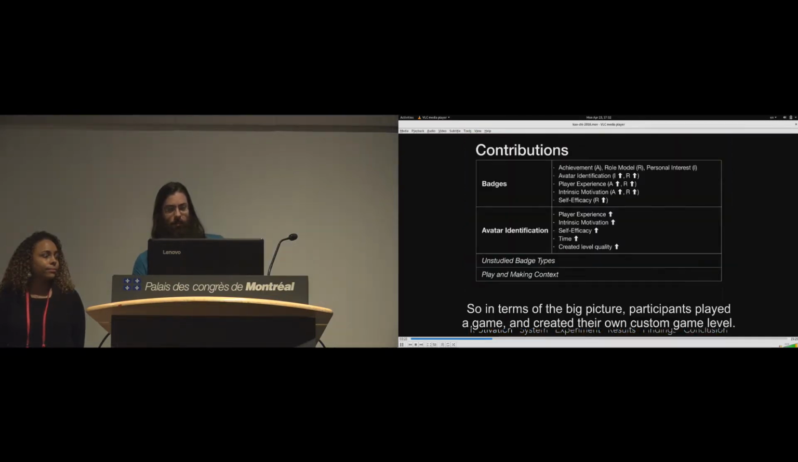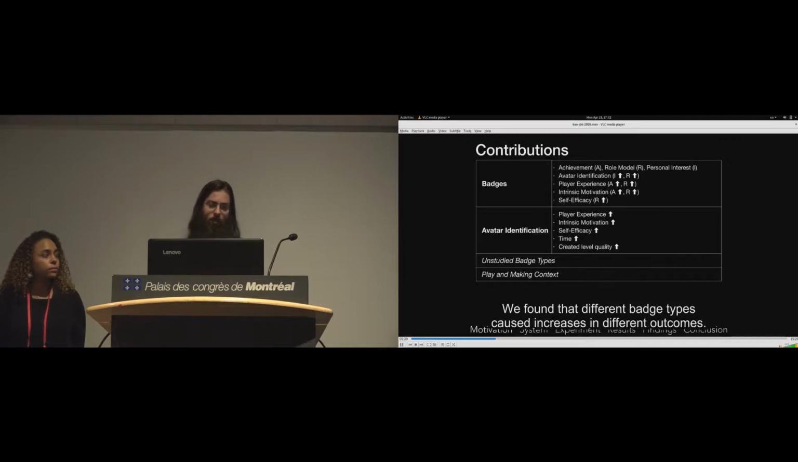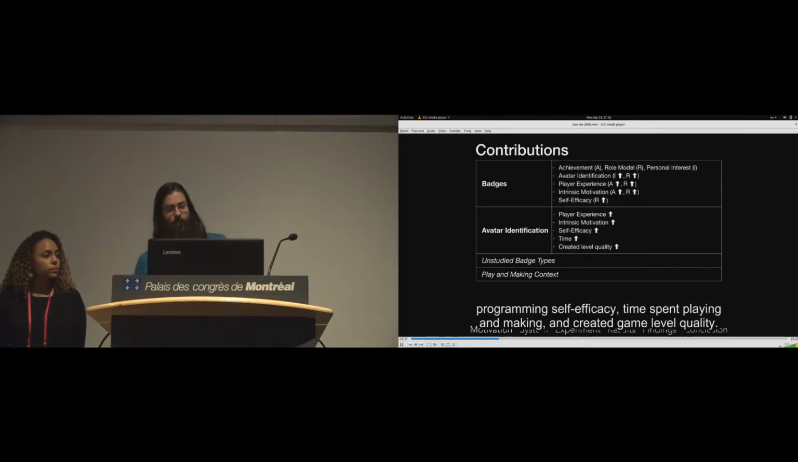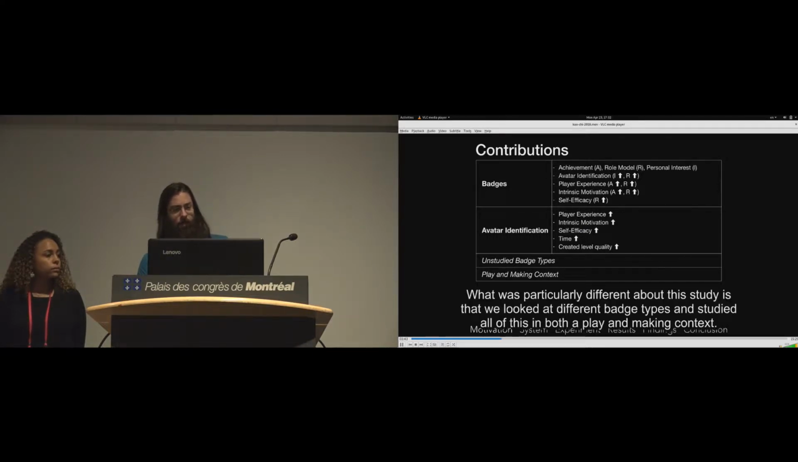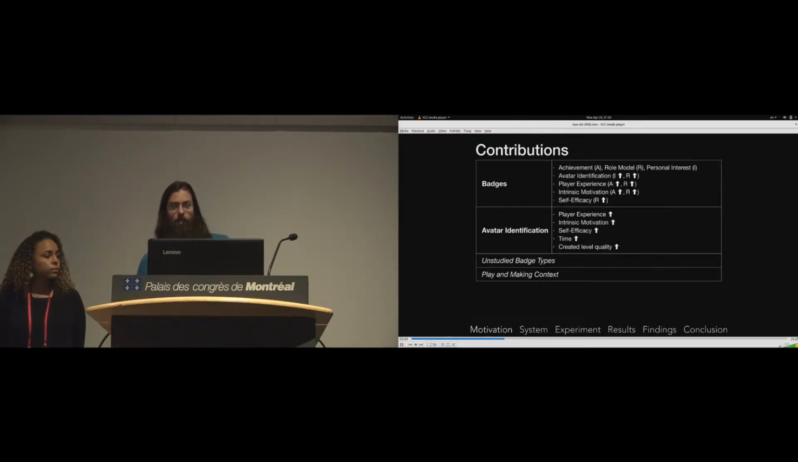So in terms of the big picture, participants played a game, then created their own custom game level. We found that different badge types cause increases in different outcomes. Separately, we found that avatar identification promoted player experience, intrinsic motivation, programming self-efficacy, time spent playing and making, and created game level quality. What was particularly different about this study is that we looked at alternative badge types and studied all of this in both a play and making context.